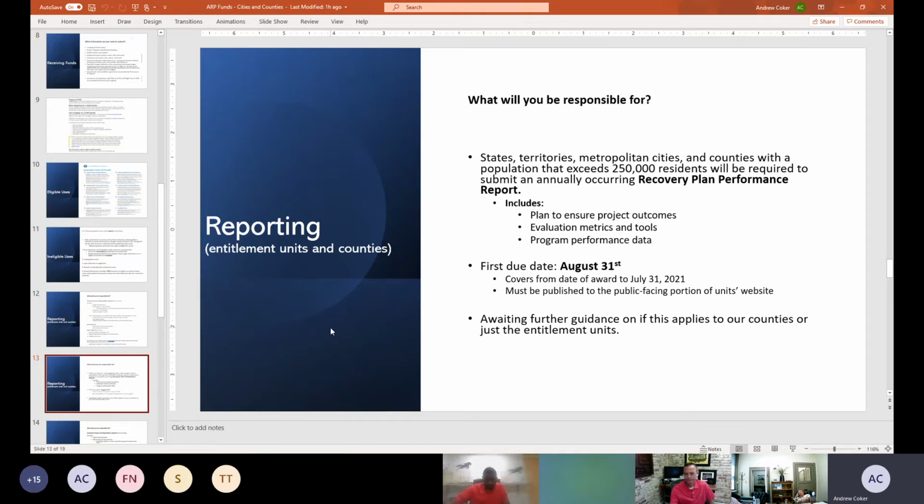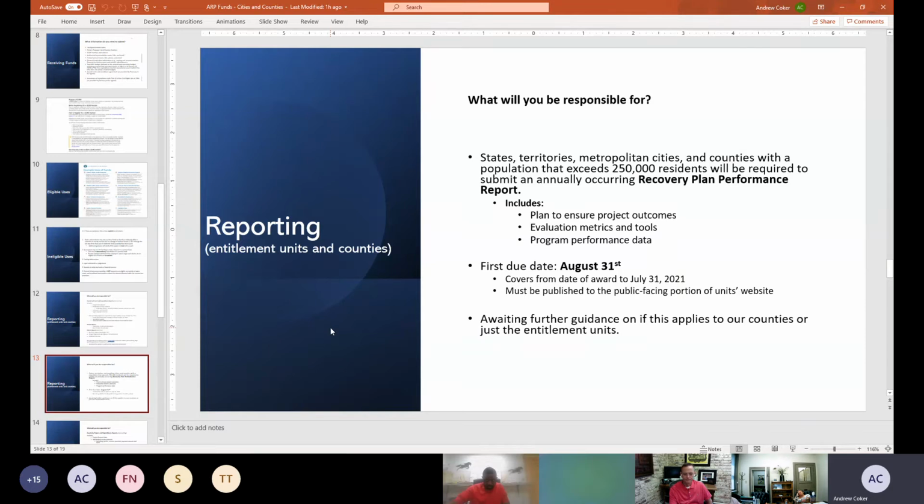Moving on to the next section for the entitlement units and counties. It's listed here, and again, this is direct from the guidance. States, territories, metropolitan cities, and counties with a population that exceeds 250,000 residents will be required to submit that annually recurring recovery plan performance report. So this is a little different than the annual report that you're going to need to be submitting as well, that summarizes the quarterly expenditure reports.